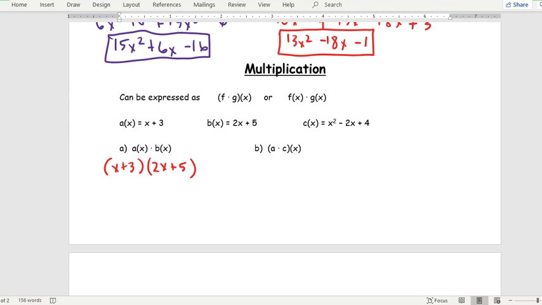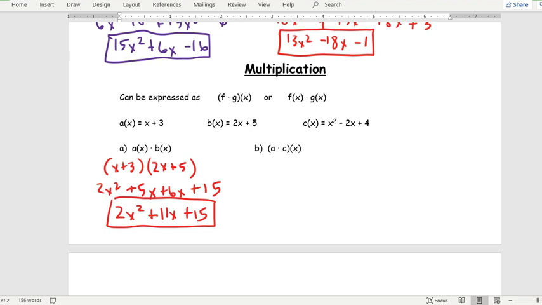What is x times 2x? 2x squared, x times 5, 5x. Slide over to that 3 times 2x. That will be 6x, and then 3 times 5, 15. Combine those two like terms in the middle. We get 2x squared plus 11x plus 15.